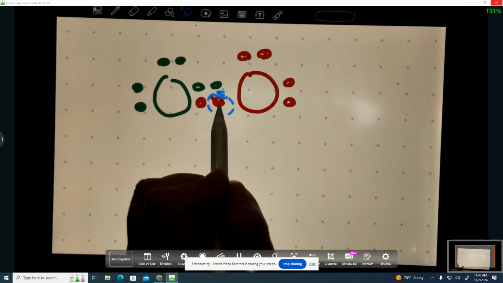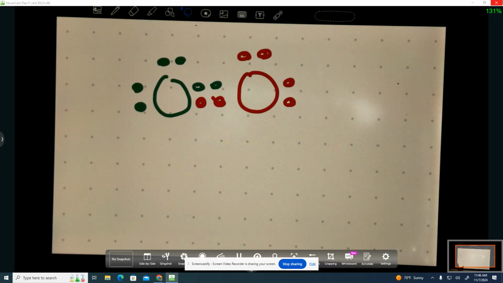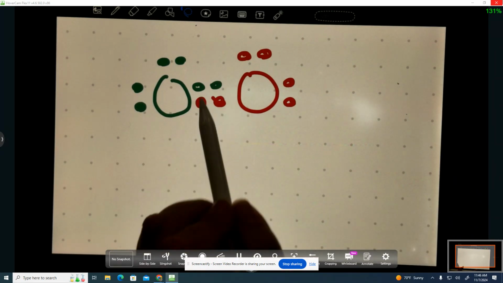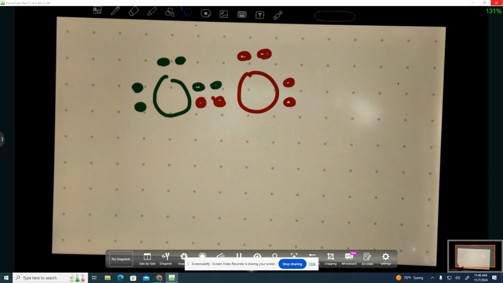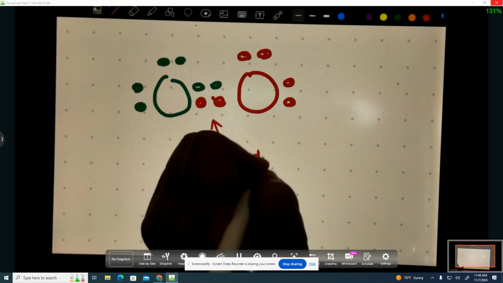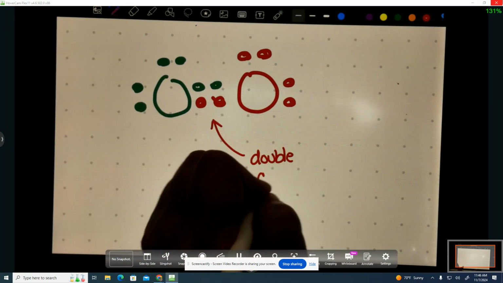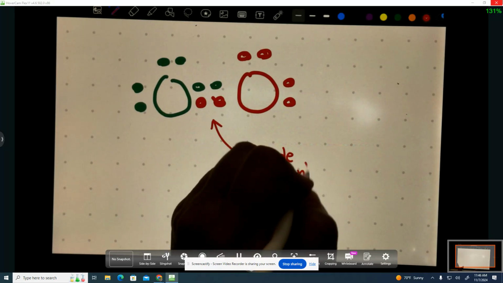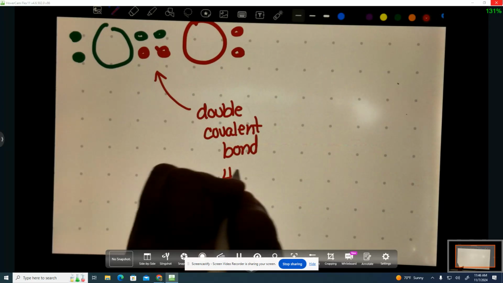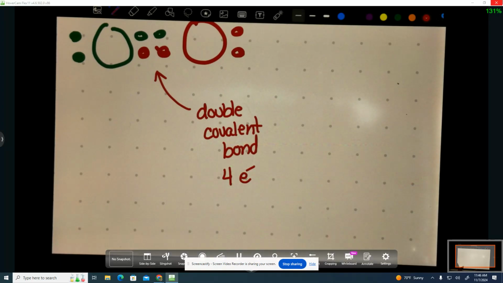And this oxygen is going to move his electron into the middle. That's why I said don't draw until I'm done, because you're going to be moving electrons all over the place. Okay? This now is 4 electrons in the bond. It is not a single covalent bond anymore. Now it is called a double covalent bond. Double covalent bonds have 4 shared electrons.